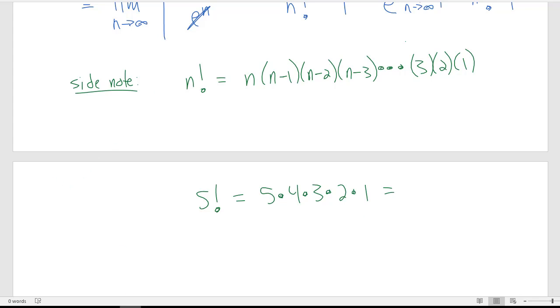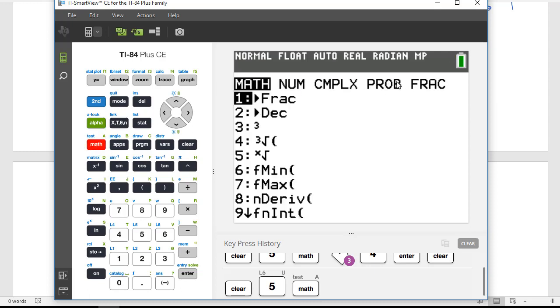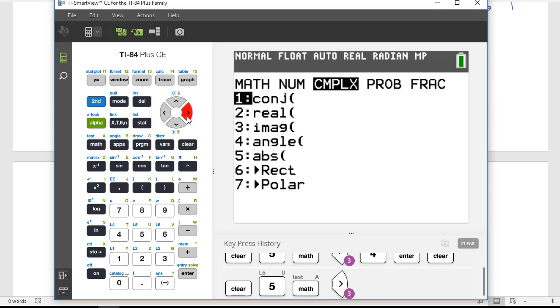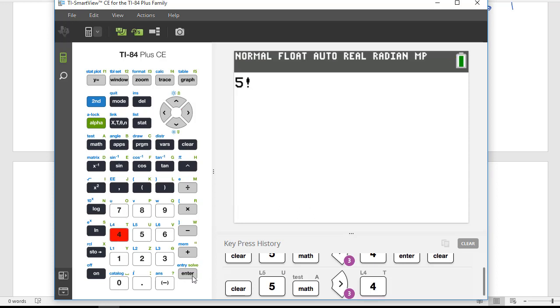So if I have a TI, I'm going to punch my number 5, then I'm going to hit the math key here, and then I'm going to arrow over to the probability menu, and number 4 is the factorial. So when I do 5 factorial, hit enter, it tells me that that's 120.